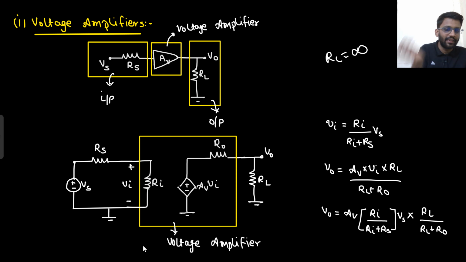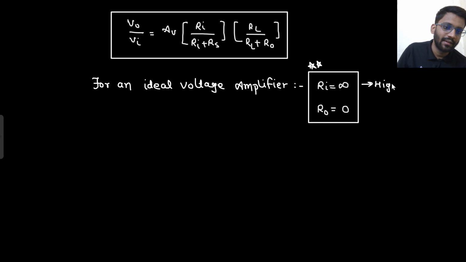You can think in your brain only: if you are talking about a voltage amplifier, that means I need the maximum voltage, so Rin should be infinity. If the maximum voltage is coming, that means I need the minimum Rout, so that maximum amplified voltage should be going towards the output. That's it. This is the thing that you need to remember. Or you can say that Rin should be high and R naught should be low. This is also said.